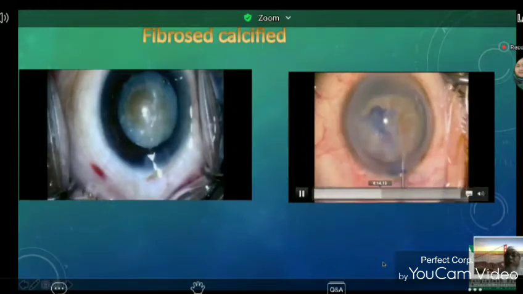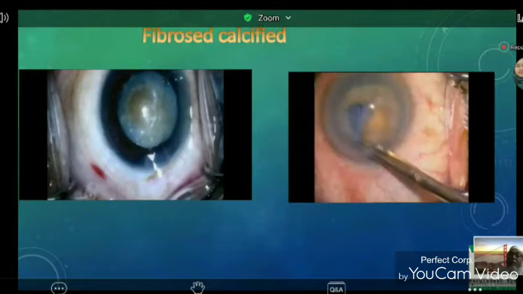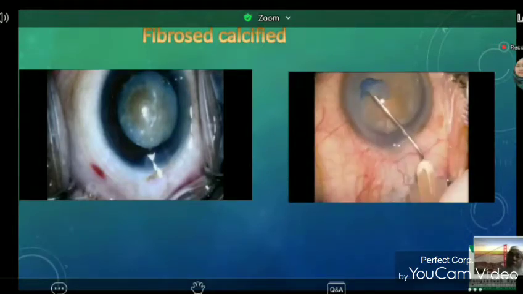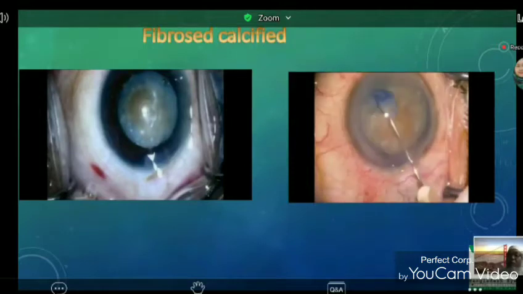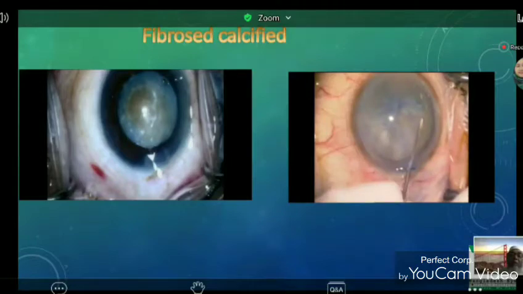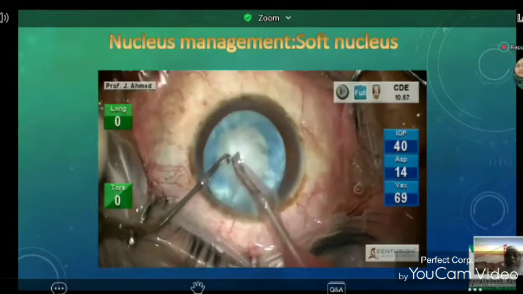This is also another case showing hard cataract with fibrous capsule, calcified capsule, and we complete the rexis using some scissors. A smaller scissor should be available, but this scissor was a bigger one, so we can complete the rexis in these cases. If we can complete the rexis, then after completing the rexis we have to manage the nucleus.